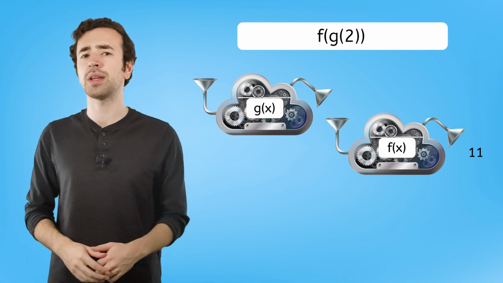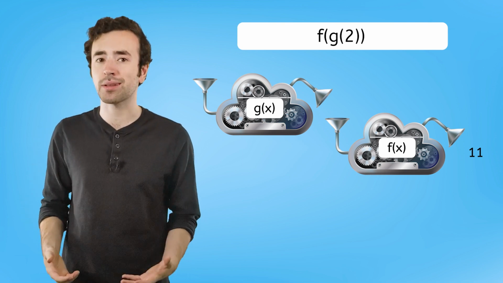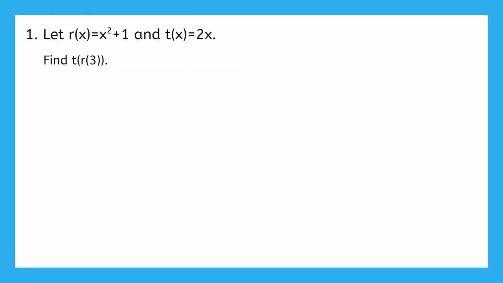Let's practice evaluating composite functions algebraically with an example problem. If we let r of x equal x squared plus 1 and t of x equal 2x, let's try to find t of r of 3 algebraically. Pause the video here and evaluate the composite function on your own first in your PDF.